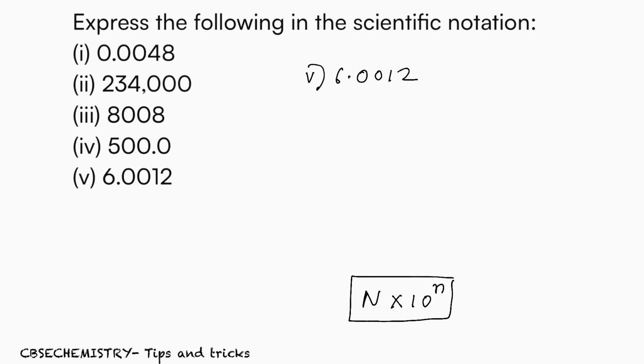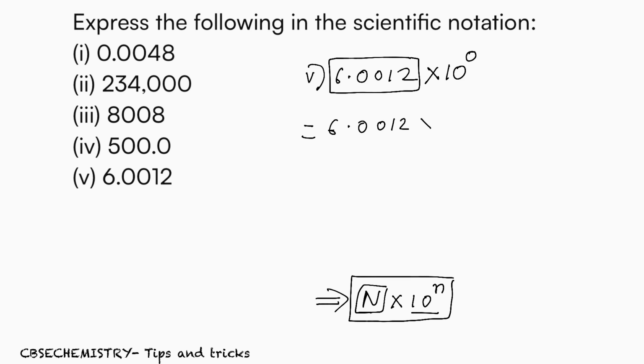Next is 6.0012. Correct? You remember what scientific notation was. You have to represent a number as N into 10 raised to n. And what about capital N? It must be a number between 1 and 10. If you check here, you can see 6.0012 is already in between 1 and 10. Now you have the problem of power, right? So you can just write 10 raised to 0, and you know 10 raised to 0 is 1. Multiplying a number by 1 doesn't make a change, right? So it is actually already in scientific notation. The only task is to provide the power of 10, that is 10 raised to 0, which means 1. Hope all of you understand.